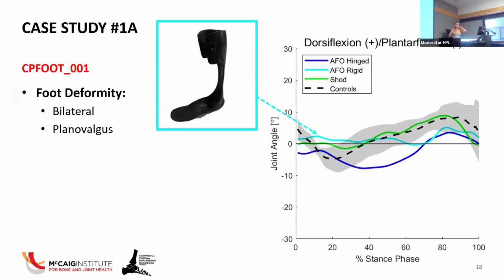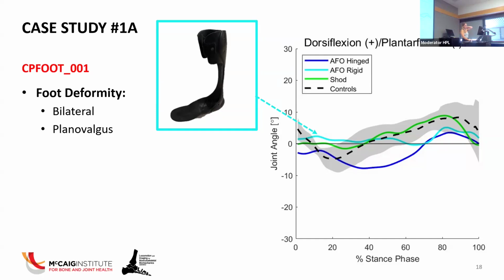So before we get into this, I'll just break down the display of my results. My first participant is a little bit unique compared to the other four because they actually had two AFOs. So they don't have a barefoot trial, but we do have a hinged AFO, a rigid AFO, and a shod AFO. So what we've got here is each of those joint kinematics overlaid compared to a control in the dotted black, that's the control mean, and the control standard deviation is that gray bar there.